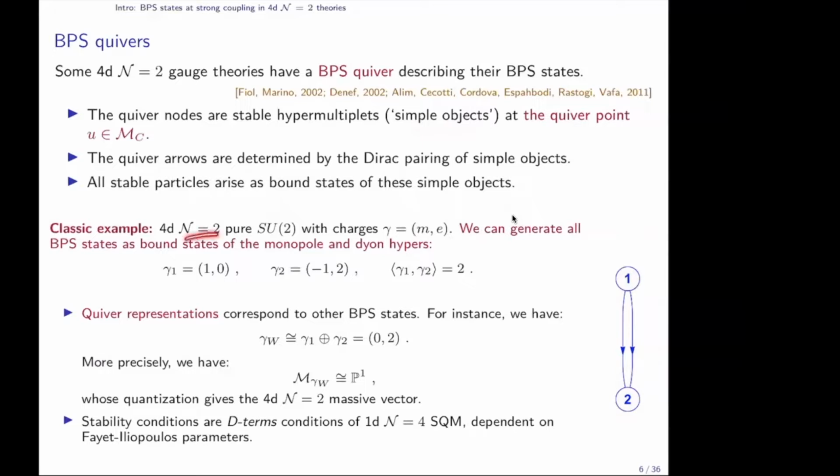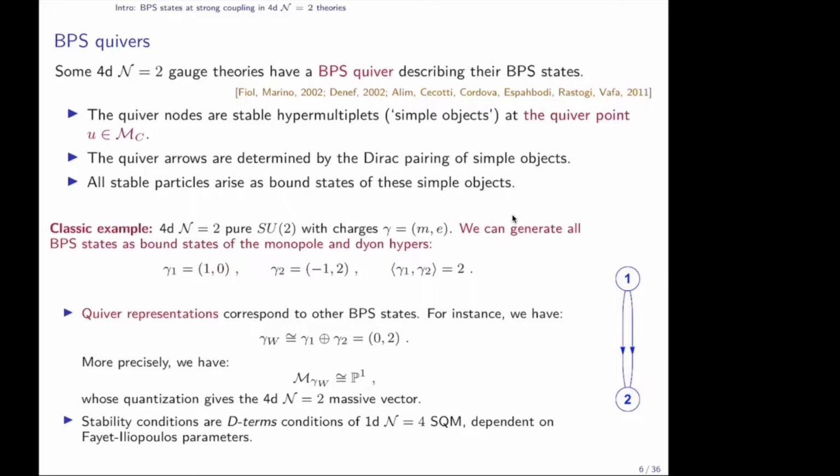To illustrate that, again for pure SU(2), the basis states here are the monopole and the dyon (-1, 2), the nodes 1 and 2, and they have electromagnetic pairing 2, right? It's just the determinant of the matrix with 1, 0, -1, 2. So there are two arrows, the so-called Kronecker quiver. And quiver representations, which are some particular assignment of vector spaces to nodes of the quiver and some particular linear maps between them, correspond to all the possible BPS states.